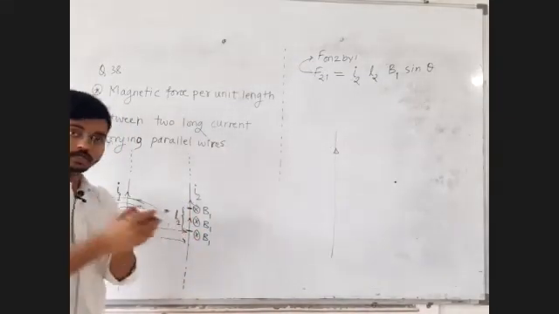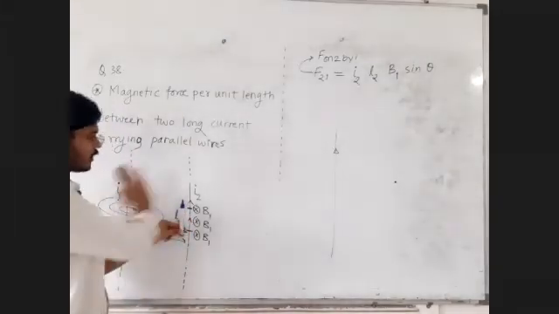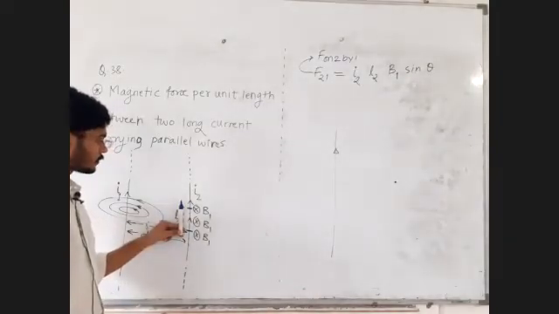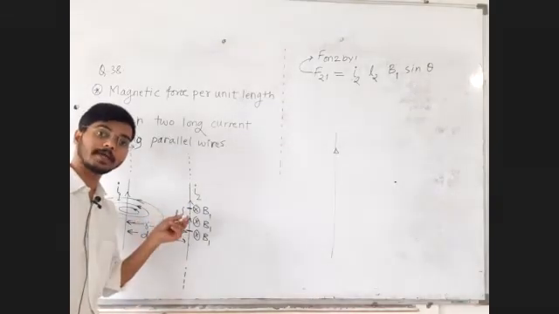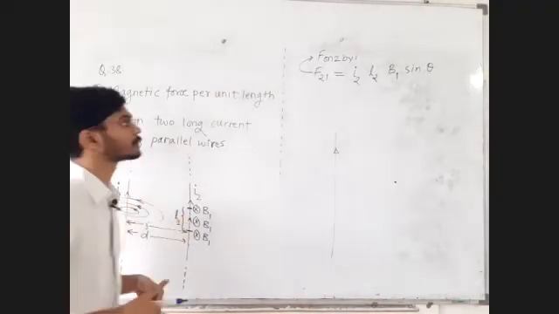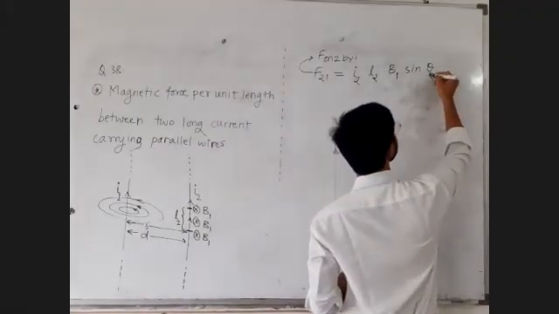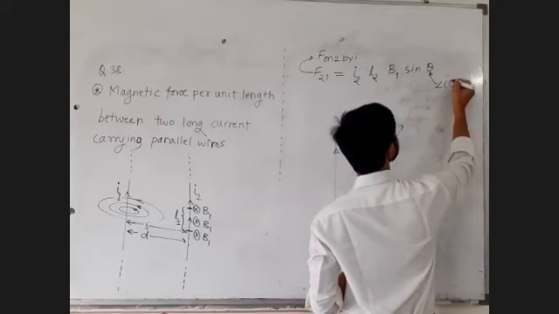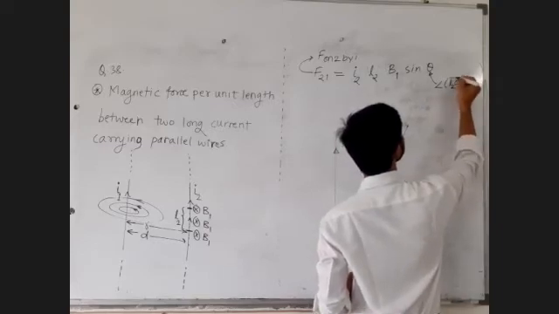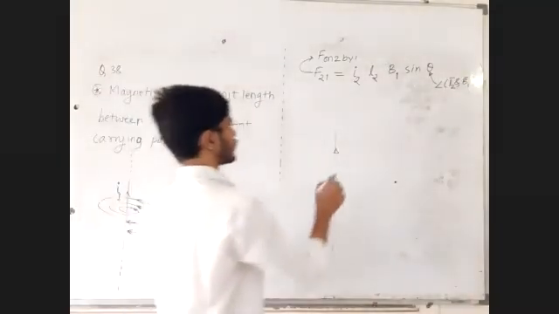But the magnetic field is going inside the plane of the board. L2 is lying in the plane of the board. And B1 is going inside the plane of the board. So the angle between L2 and B1 is 90. What is this theta? Theta is the angle between L2 bar and B1 bar. So that is going to be 90.